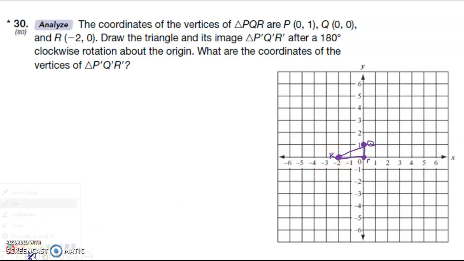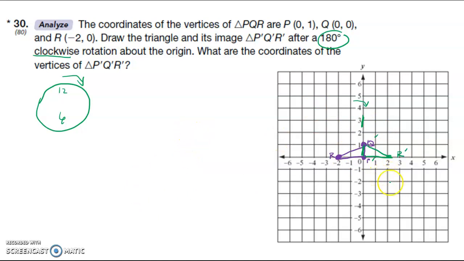And let me change colors. It says draw the triangle, which I did, and its image P prime, Q prime, R prime after 180 degrees clockwise rotation about the origin. So let's see. The clock goes this way, so I'm going to go this way, and it's going to be 180 degrees, which means it's going to look like this. 90 degrees would be here. This is 180 degrees. So this is R prime, P prime, Q prime. That's what it looks like.